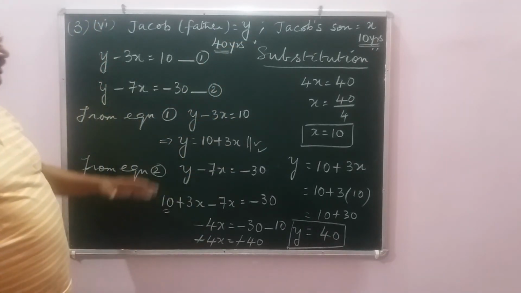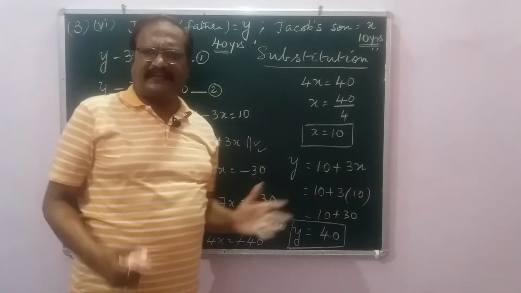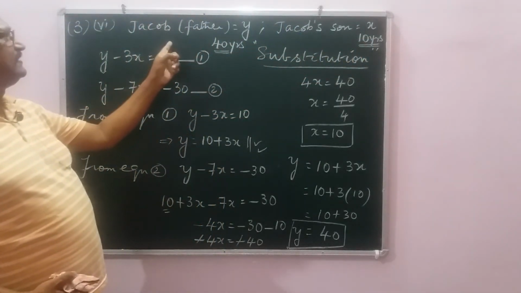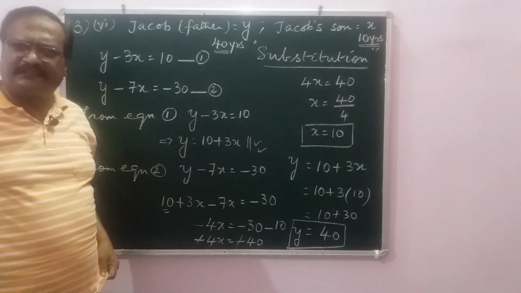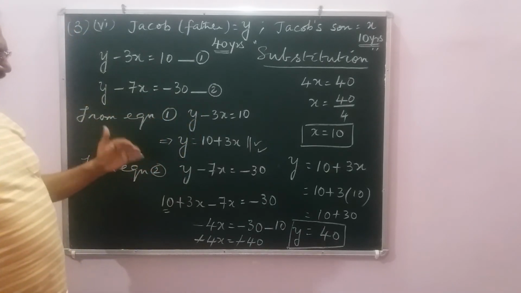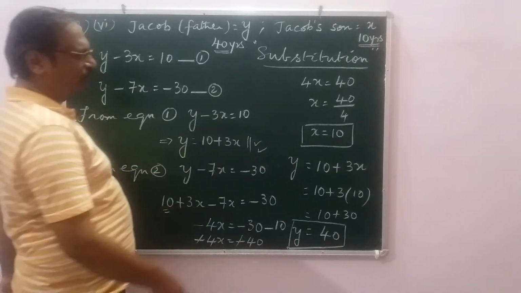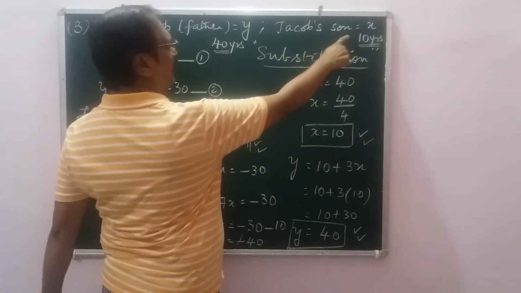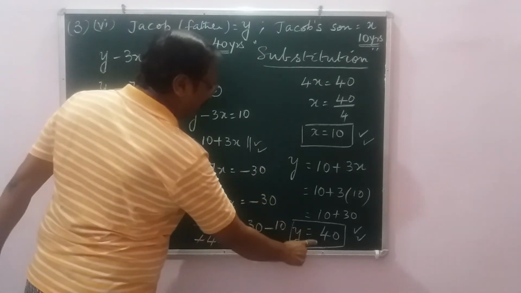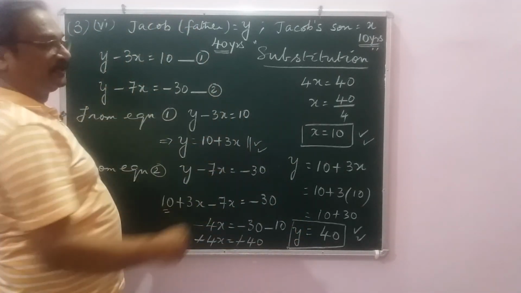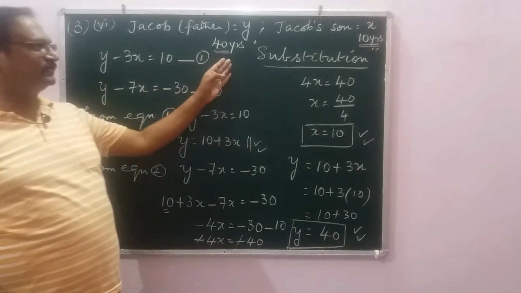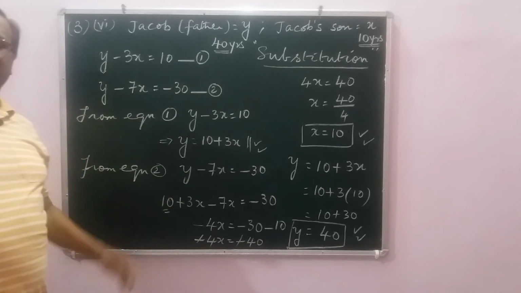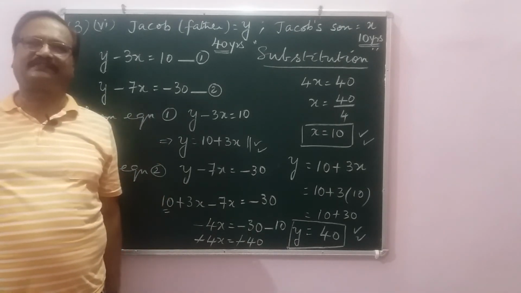You understand now? Always take the smaller value, the son's age, as x and the father's age as y. It will take time, so practice more and more, then you will be able to find the x value and the y value. The x value stands for Jacob's son, that is 10 years, and the y value stands for Jacob, the father's age, which is 40 years. So this is the end of exercise 3.3. See you in the next video with the next exercise. Thank you so much.